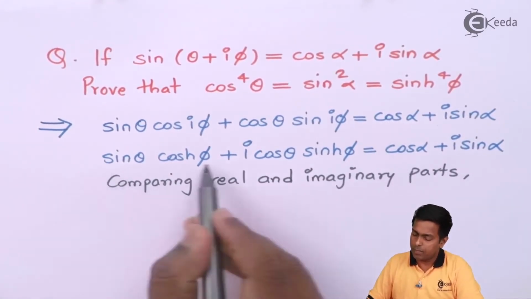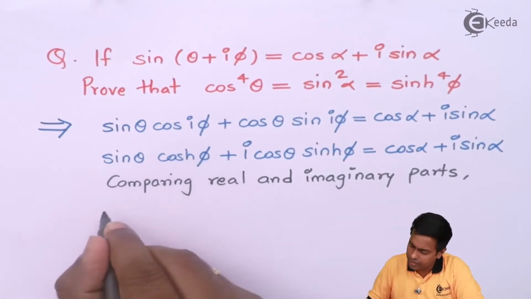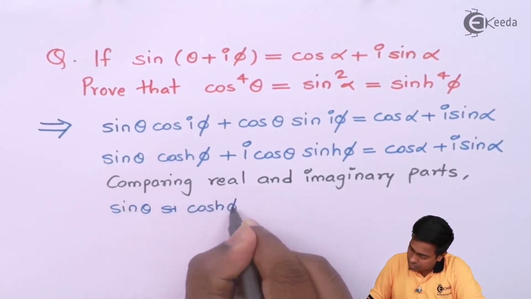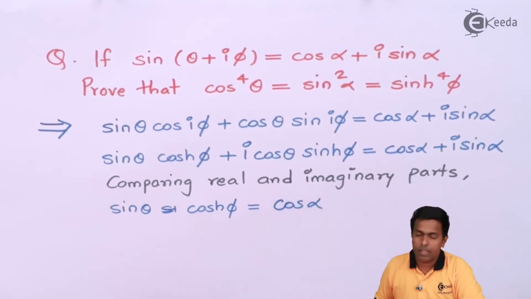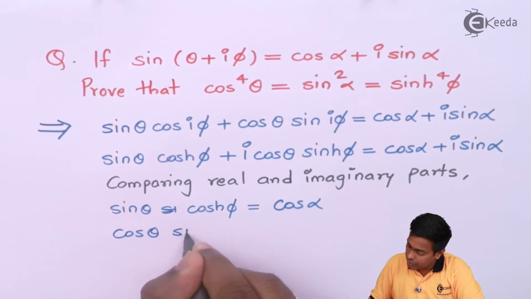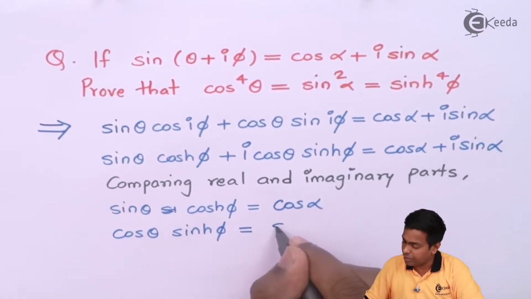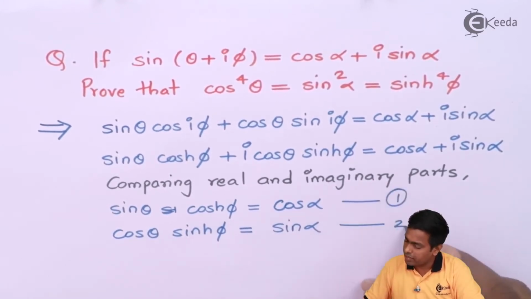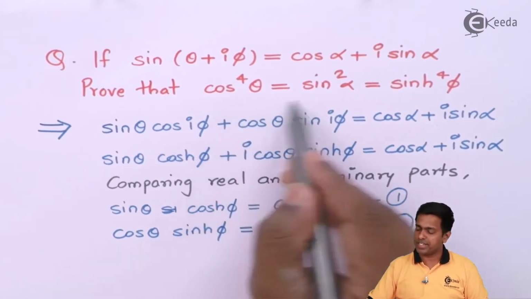So here the real part is sin theta into hyperbolic cos phi, whereas here the real part is cos of alpha. Next the imaginary part is cos theta into hyperbolic sin phi, and here the imaginary part is sin of alpha. Now let's call this equation number 1 and 2. Now guys, from these 2 equations we have to prove this result.